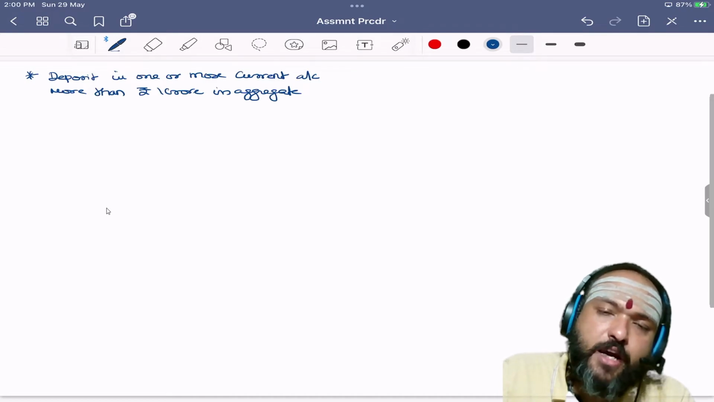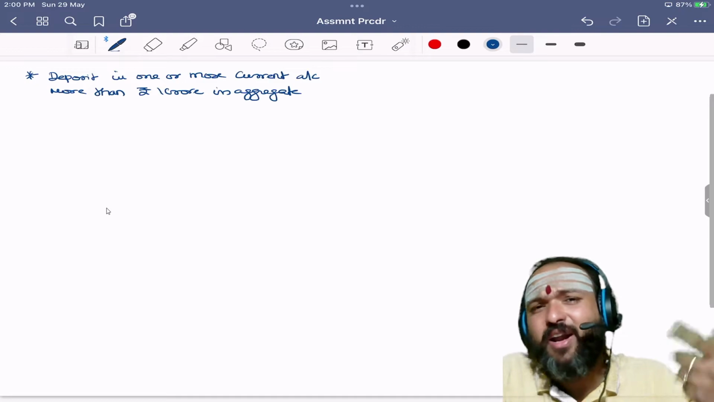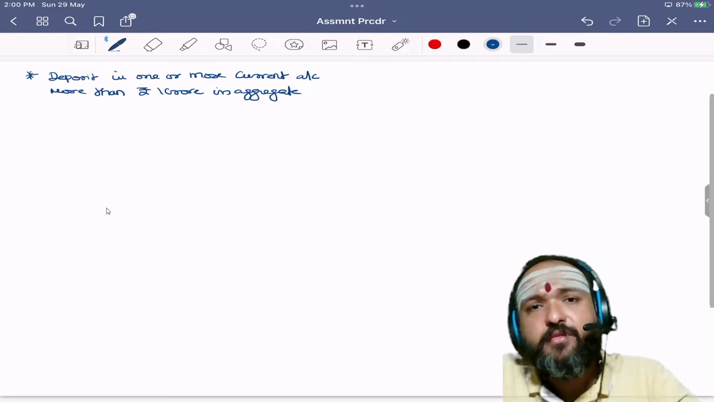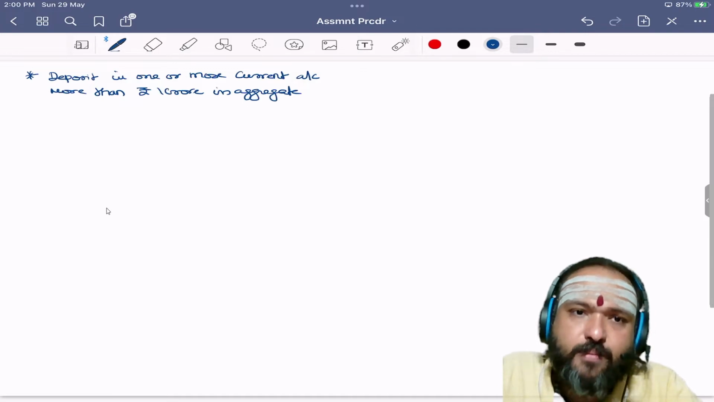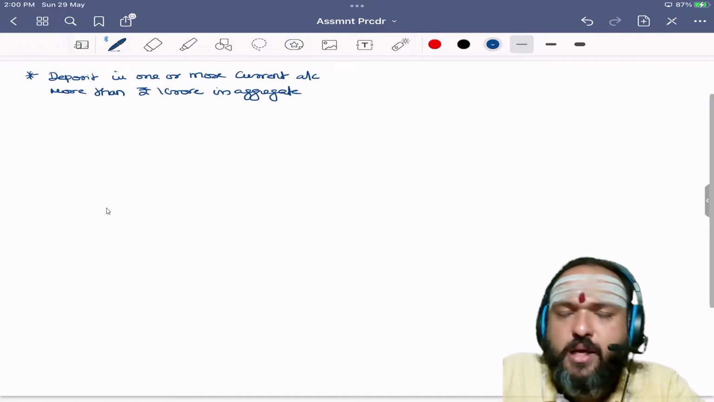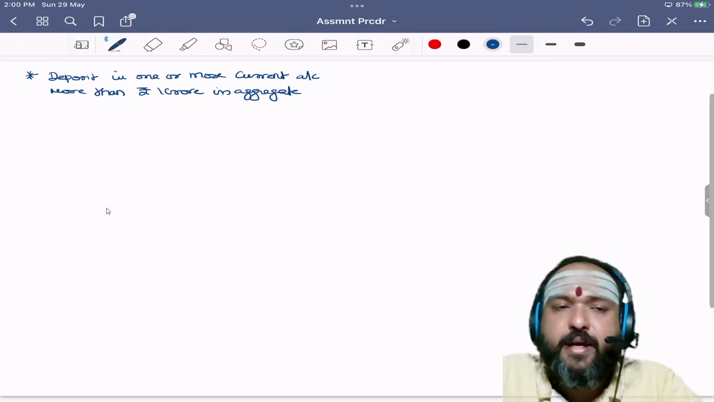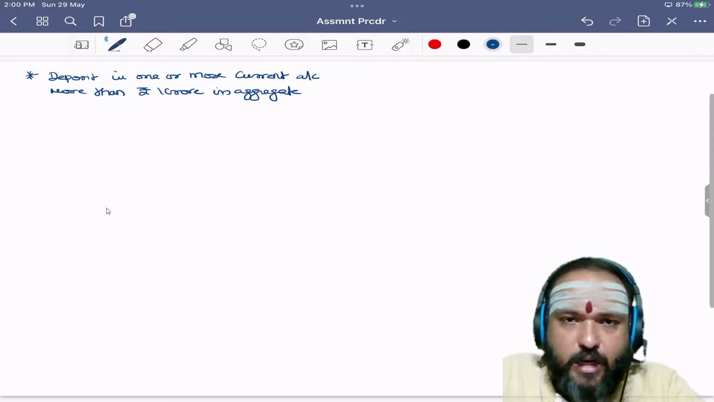Will companies be covered here? No. Will firms be covered here? No. Why? Because they are already mandated. We are talking about individuals, HUFs, AOPs, BOIs, etc. Suppose they deposit in more than one current account or in one current account during the year an aggregate of rupees 1 crore, then they are mandated to file the return of income.